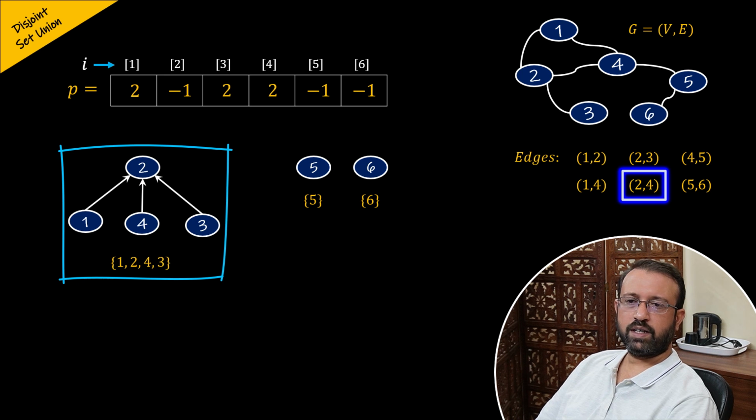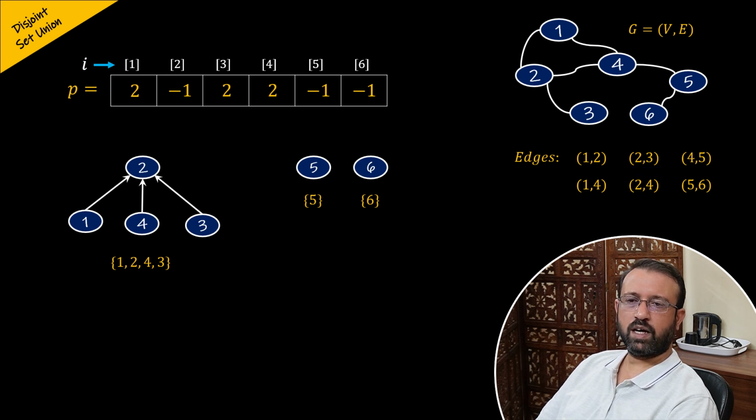And if there is an edge between the vertices, and if they belong to the same set, that means there is a cycle in the graph. So, this is how we can use union find operation to detect a cycle in a graph.